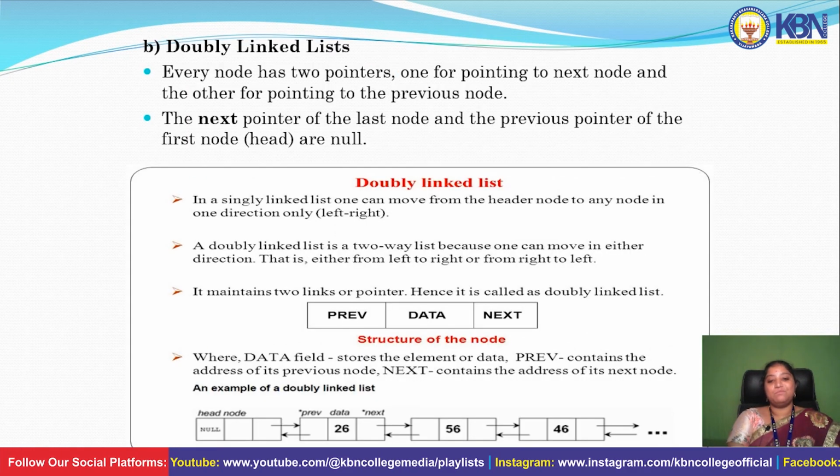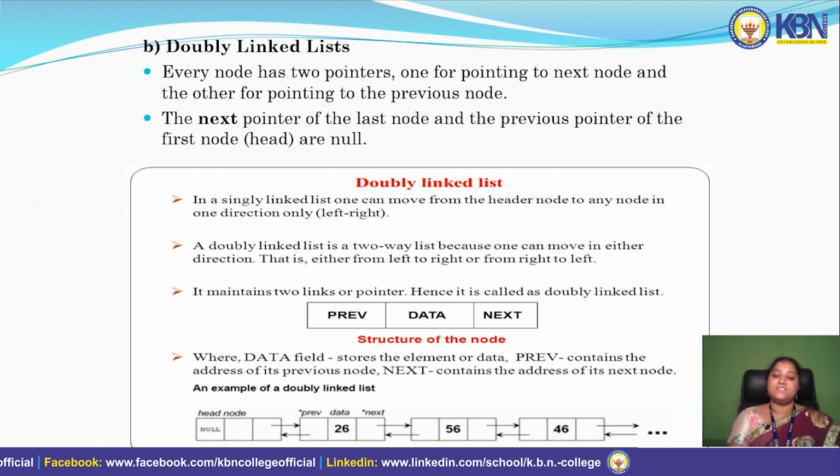Now we will discuss the double linked list. Every node has two parts: one pointer to the next node and another pointer to the previous node. In this double linked list we use the previous node address and the next node address. The next pointer of the last node is null, and the previous pointer points to the previous node. These are previous, data and next. The structure of the node is displayed.